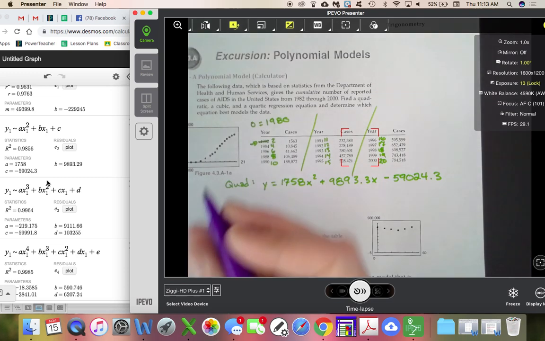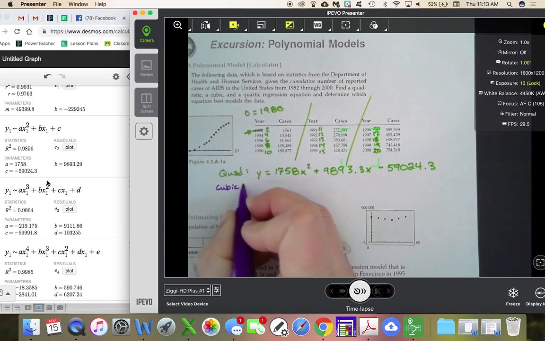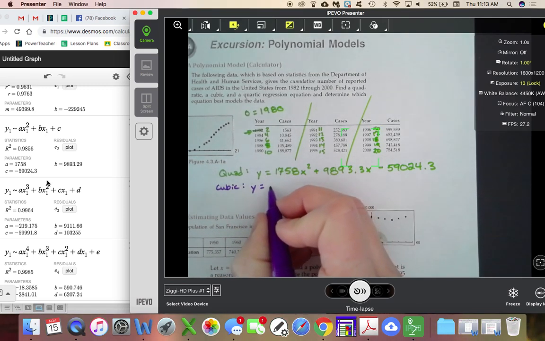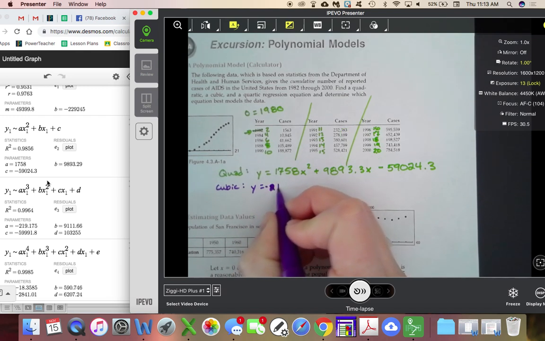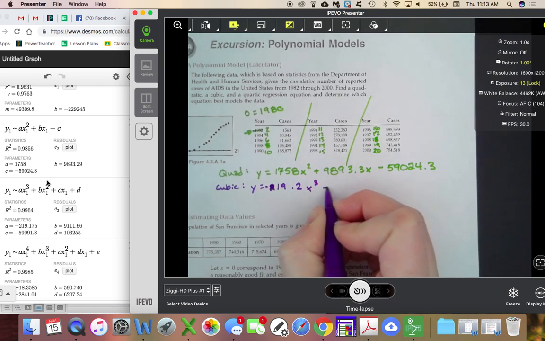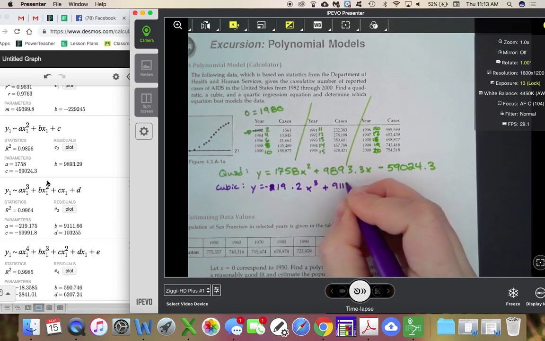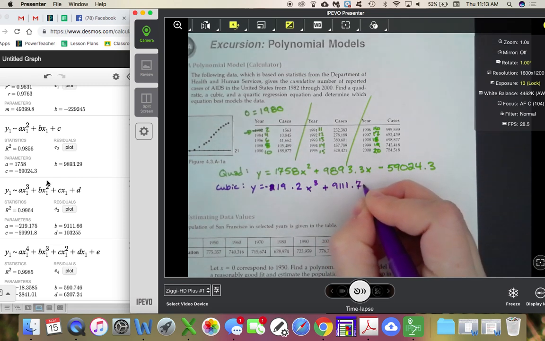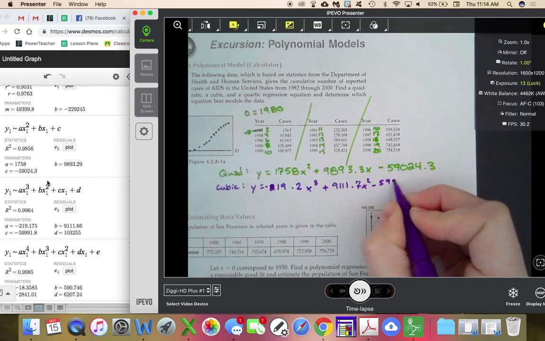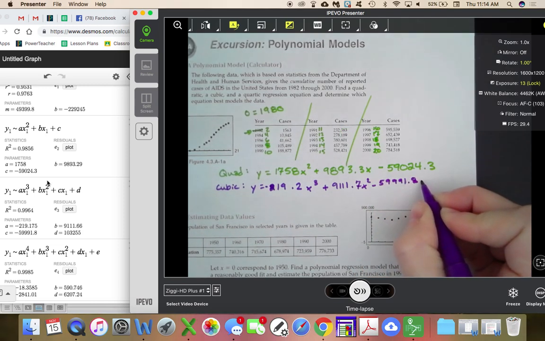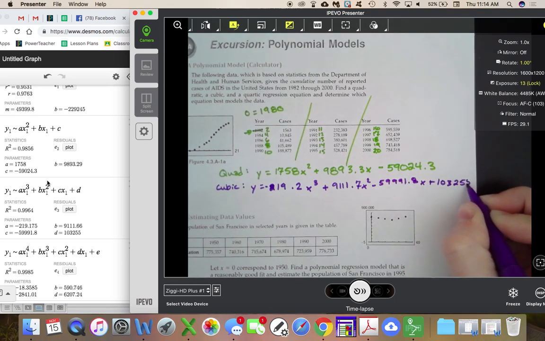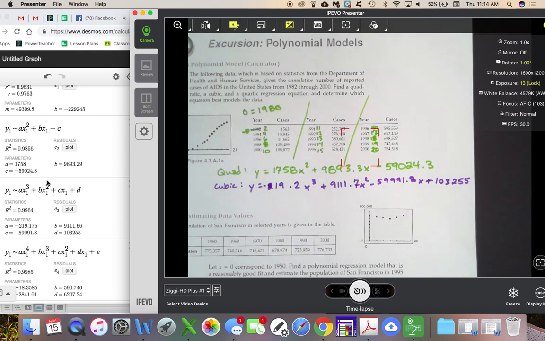Cubic function: y equals negative 219.2 x cubed plus 9111.7 x squared minus 59991.8 x plus 103255. That's my cubic function.